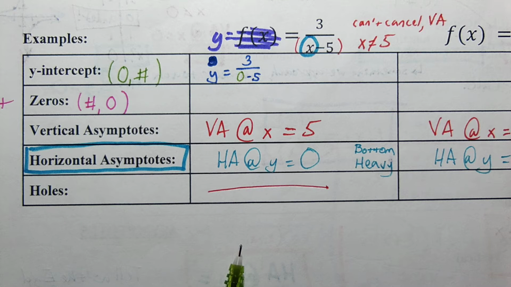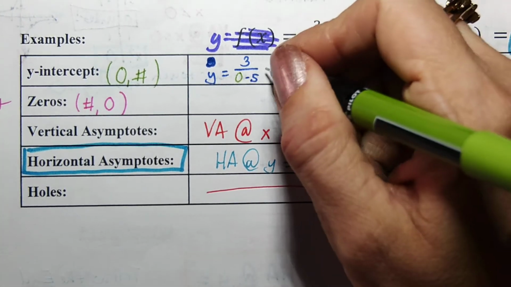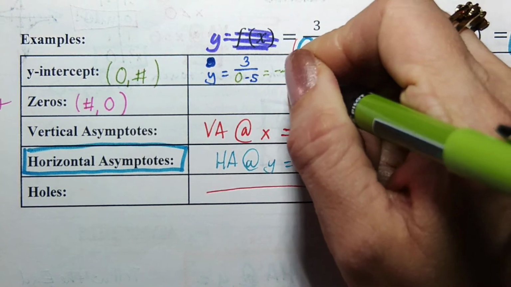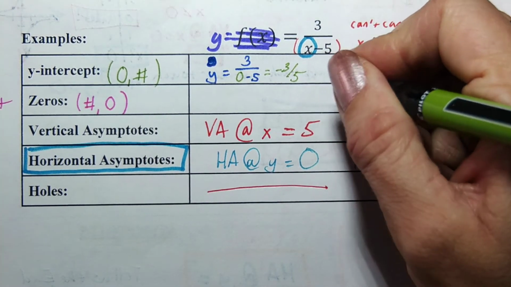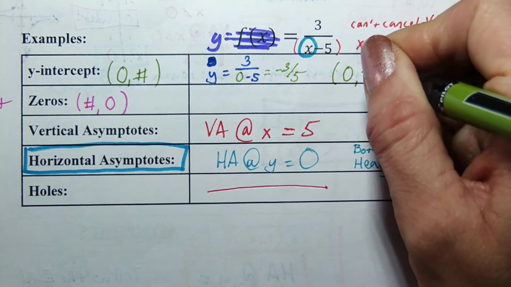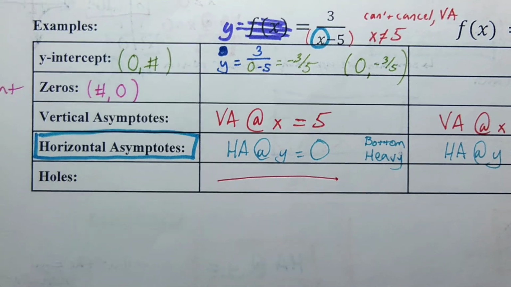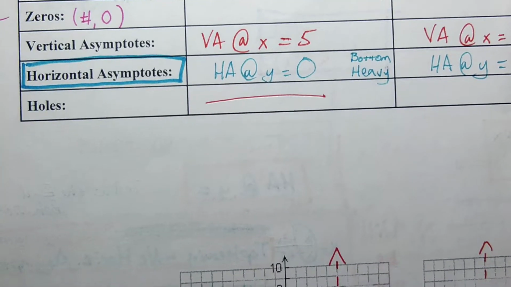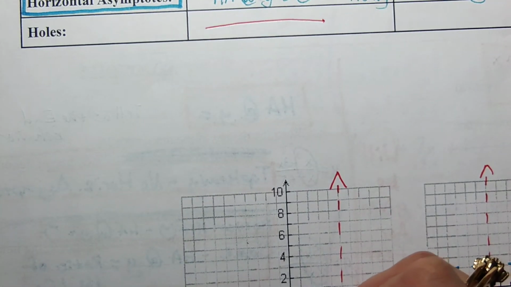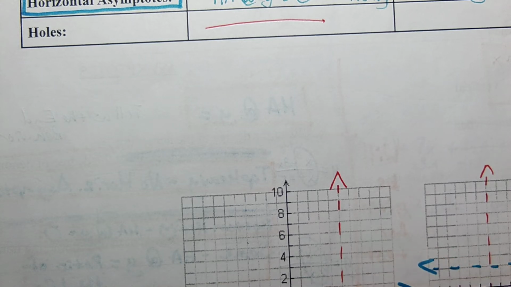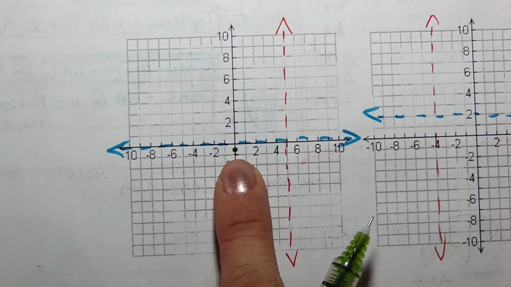And now we're going to simplify it to figure out the y value. 0 minus 5 is -5. What's 3 over -5? It's just -3/5. So as a coordinate, our y-intercept would be 0, -3/5. And that's going to be our first exact point on our graph. So here's 0, here's -1, so -3/5 is going to be just a titch over halfway. So there's our y-intercept.